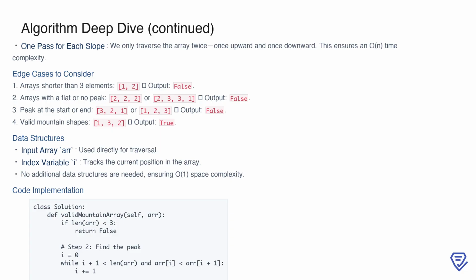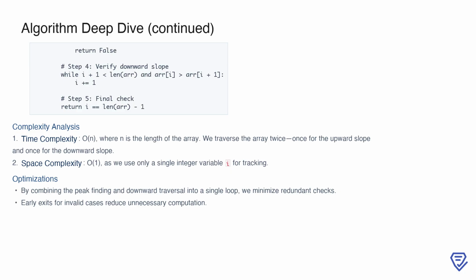The simplicity of the data structures involved, just the input array and the index variable, further contributes to the robustness and clarity of the solution. The final implementation ties everything together. After confirming the minimum length requirement, we use a while loop to find the peak by traversing upward. If the peak is invalid, we immediately return false. A second while loop then verifies the downward slope, ensuring the elements strictly decrease. If we traverse the entire array successfully, the algorithm returns true.